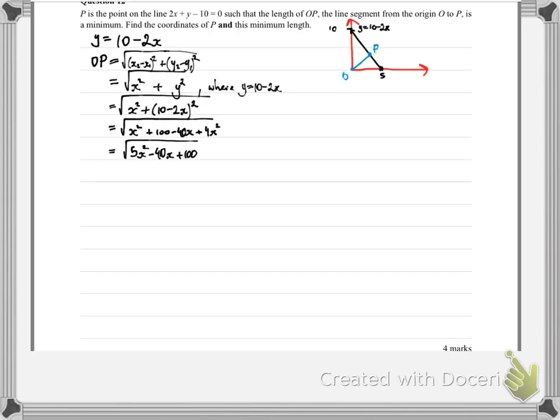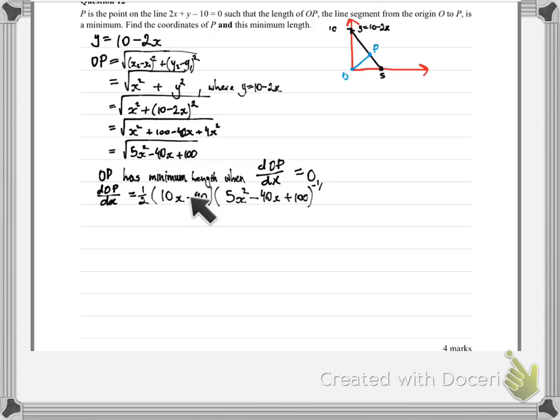Now, what is the minimum value? Well, that occurs when the derivative of that with respect to x is equal to 0. So let's differentiate. The derivative of the inside function, there it is, comes out, and times the derivative of the outside function. That's why we've got this negative a half, and we've got the half out the front.